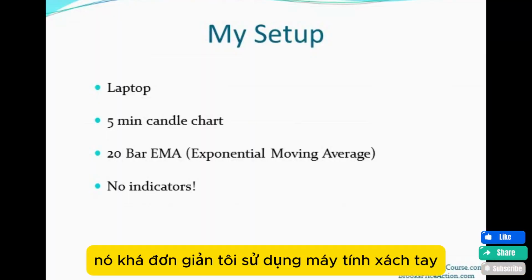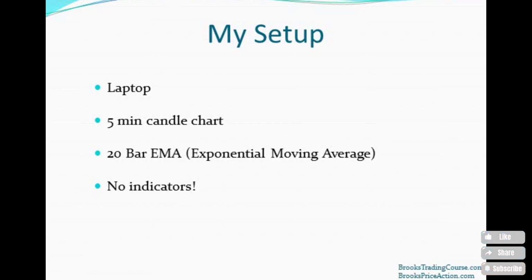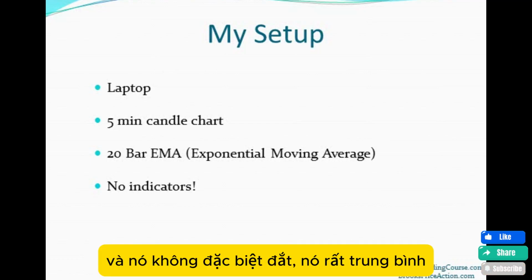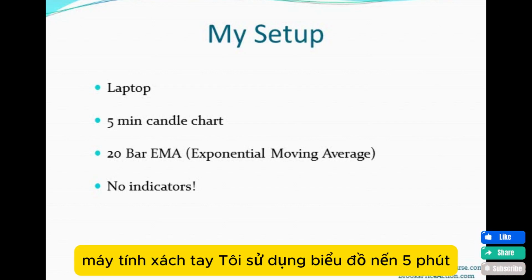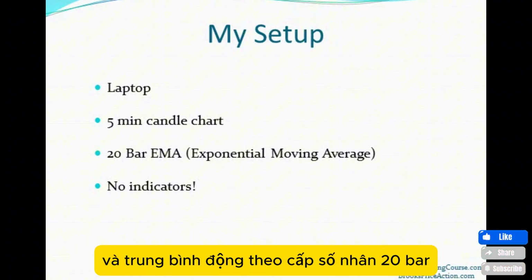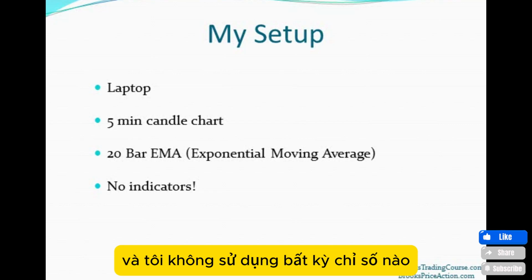It's pretty simple. I use a laptop computer, and it's not particularly expensive. It's a very average laptop. I use a 5-minute candle chart and a 20-bar exponential moving average, and I do not use any indicators.